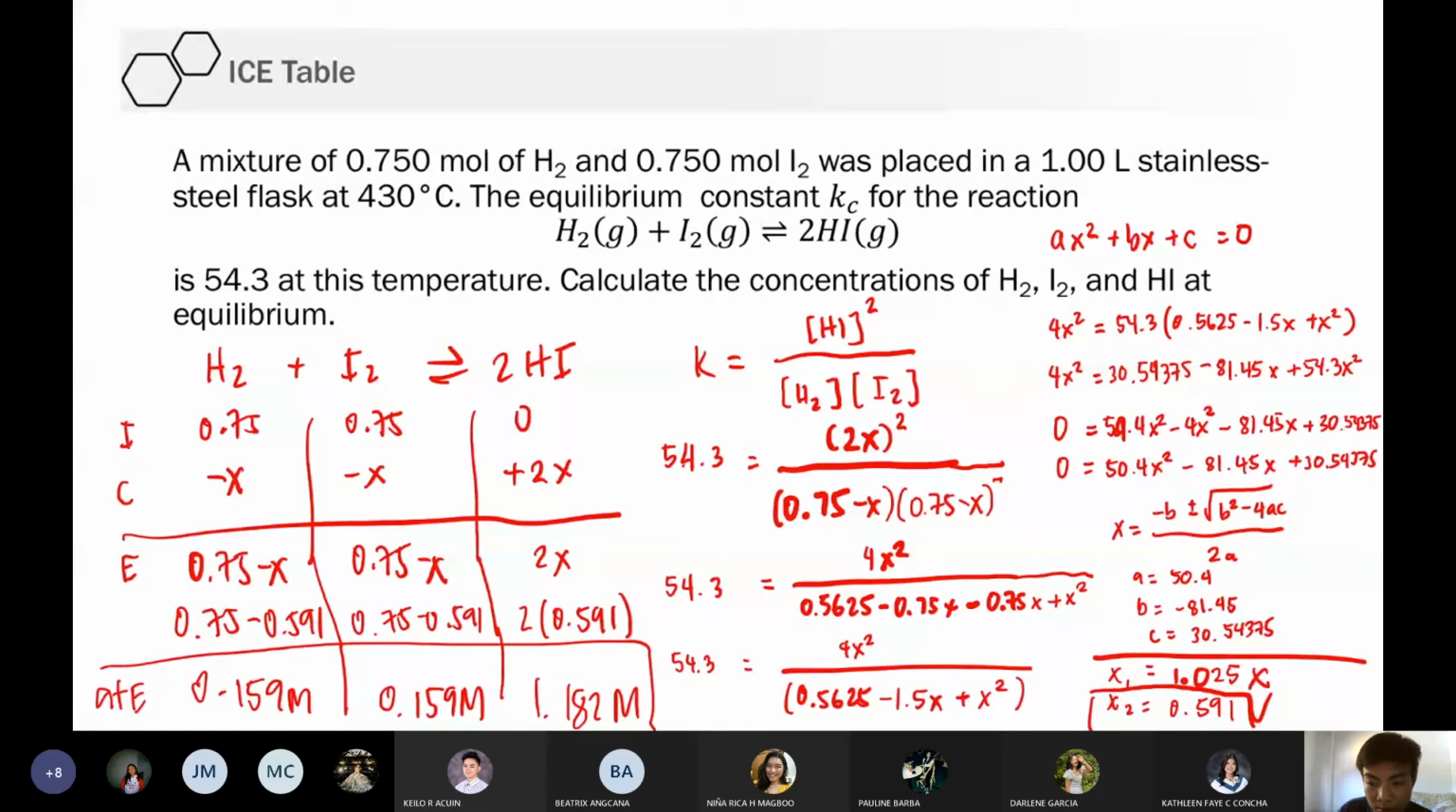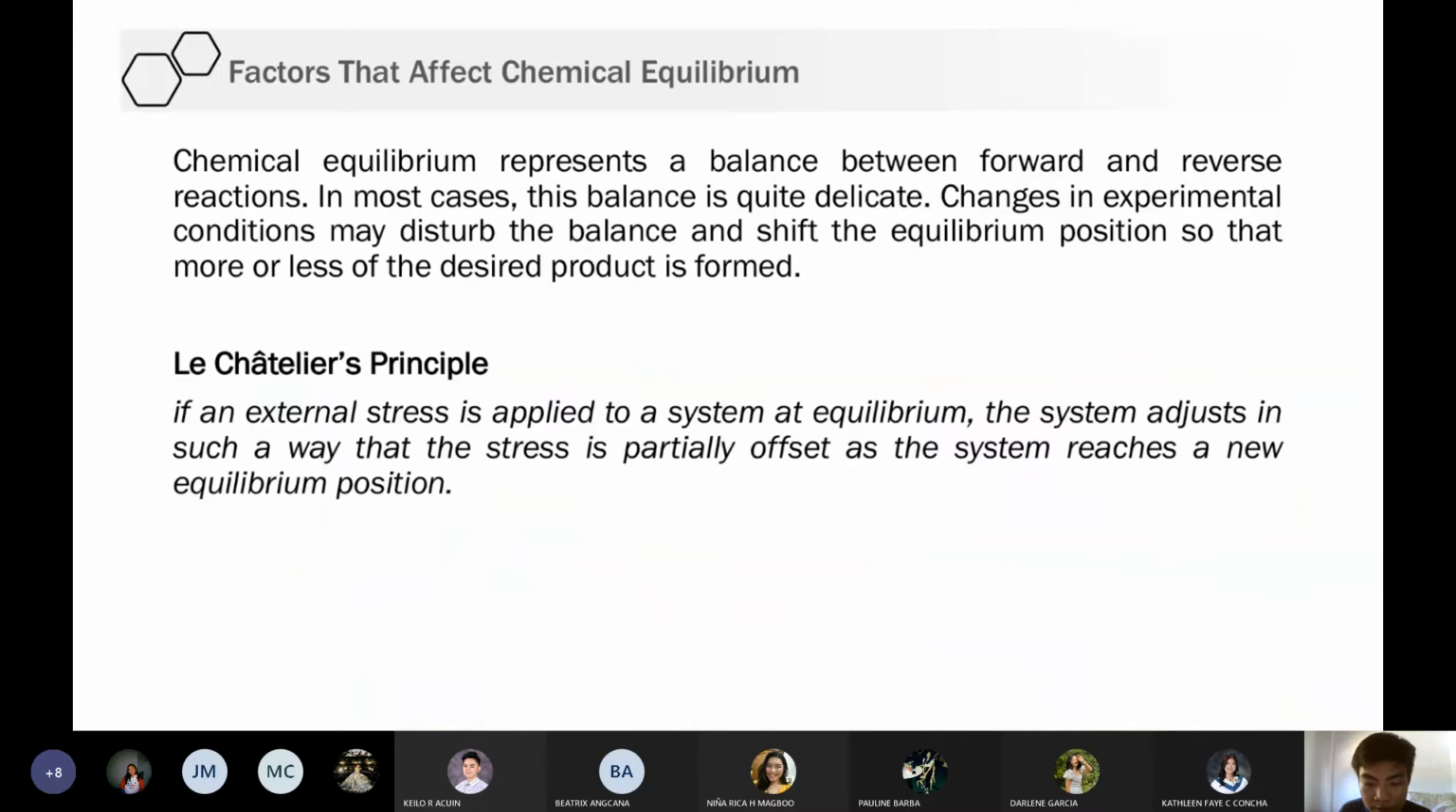Okay, so those will be our 2 problems with the ICE table. 4 other problems are posted on Canvas with solutions. Okay, so let's proceed to the last part of our lesson.